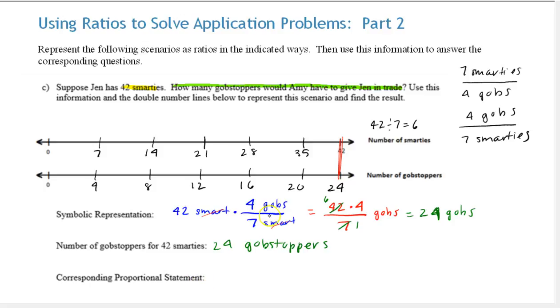Now let's write a corresponding proportional statement, and we're going to use our units. Okay, so let's use the conversion ratio. You can think of this as converting Smarties into Gobstoppers in the trade, just like a conversion rate maybe for money if you were to change dollars to euros. So we have 4 Gobstoppers is to 7 Smarties, as, well, the corresponding amount of Gobstoppers was 24, so I put that on top because the Gobstoppers are on top there, and it was 42 Smarties.